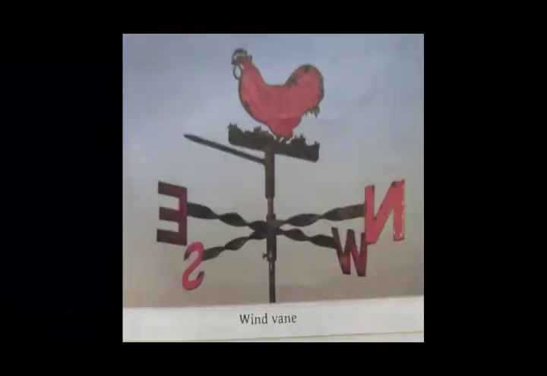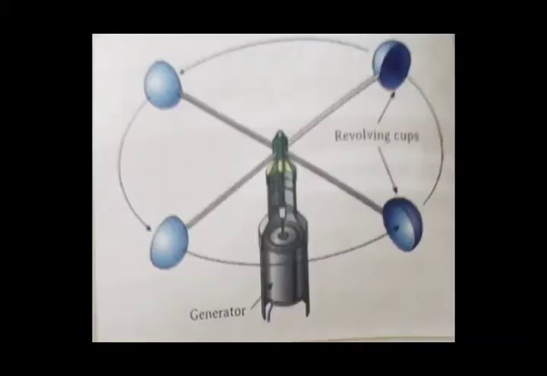Next is wind. Air in motion is called wind. Wind always moves from high pressure to low pressure. The speed of the winds depends on the difference in pressure between two regions. If we want to know the direction in which the wind is blowing, we can use a simple instrument called a wind vane. If we want to know the speed of the wind, then a cup anemometer is used.